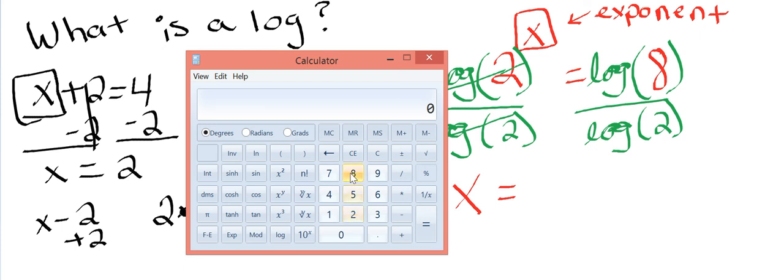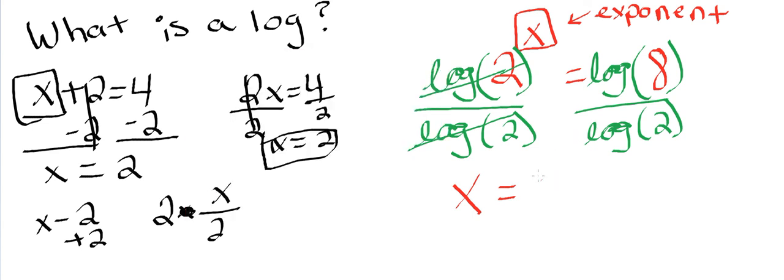So for the top part, we have the log of 8, so I'm going to plug in 8 log, right? So the log of 8 equals 0.9. But we need to divide that by the log of 2, right? And the log of 2 is 0.3. Then I'm going to go ahead and press the equal sign, and it gives me my answer, which is 3.